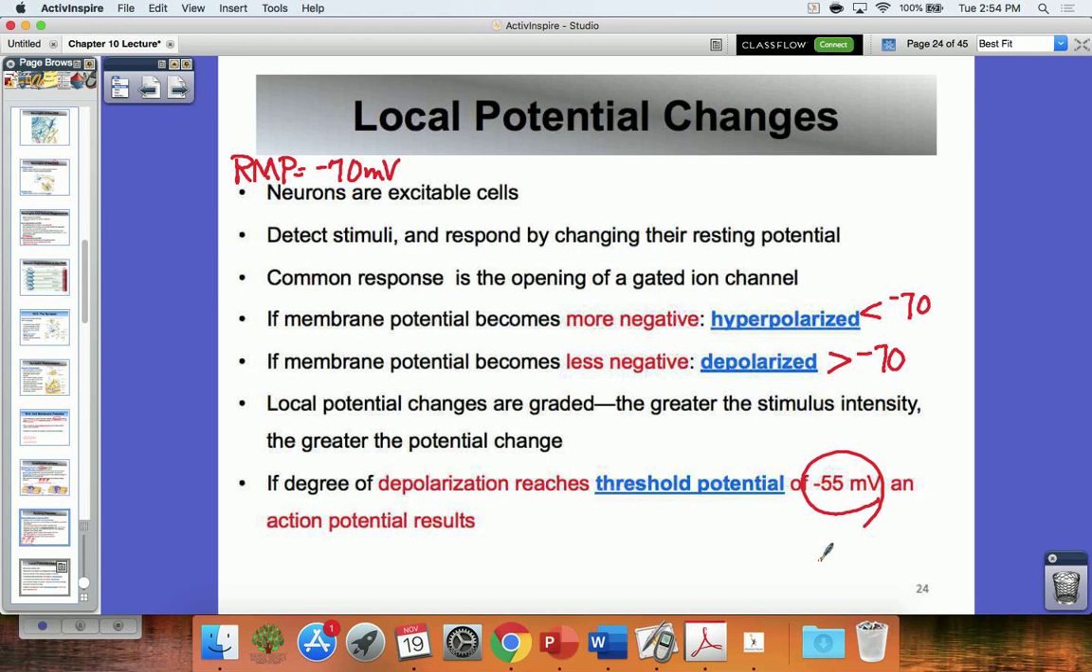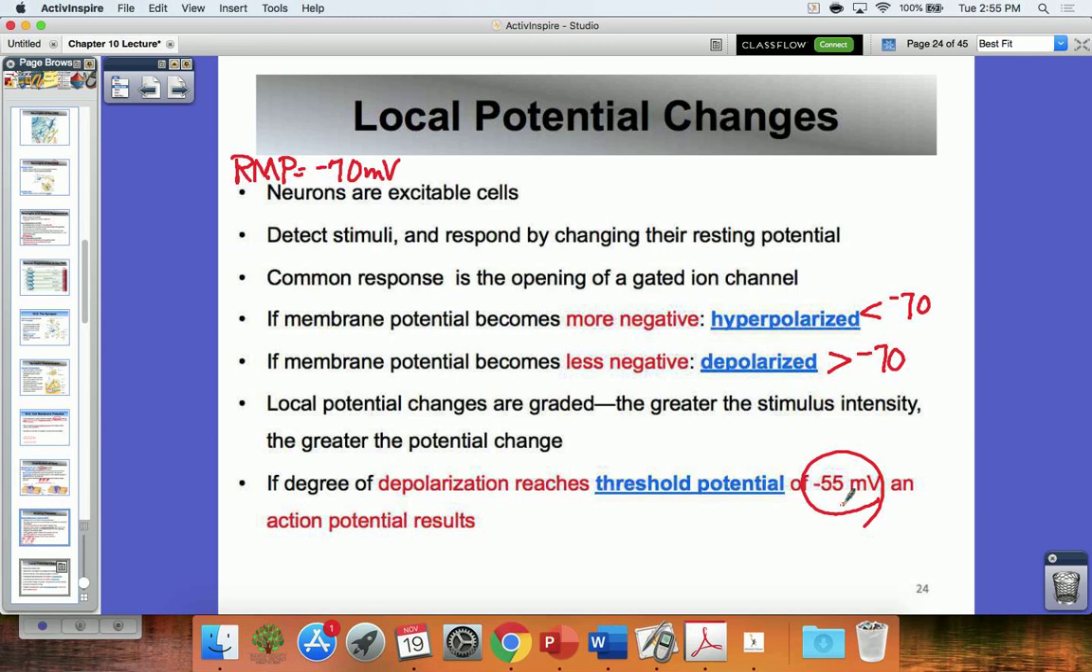Not a lot of math, but I want to ask, if we are trying to reach an action potential and we need to get to a -55, our resting membrane potential is a -70. So do we need to become more positive or more negative? Think about that. So if our resting membrane potential is -70, in order to reach an action potential, we have to reach the threshold of -55. So are we becoming more positive or are we becoming more negative?